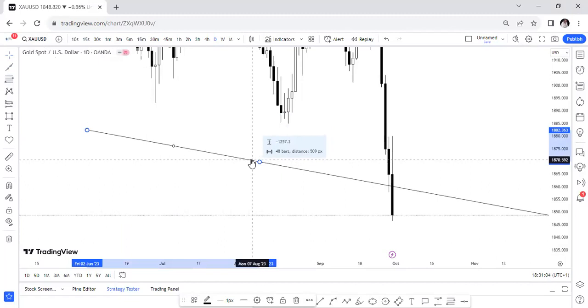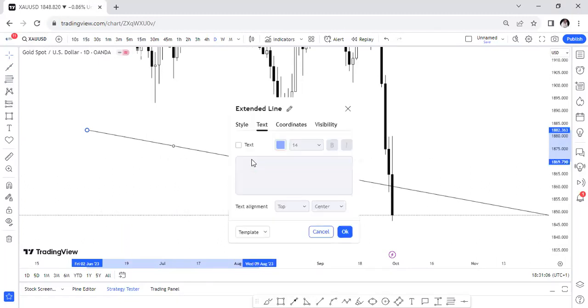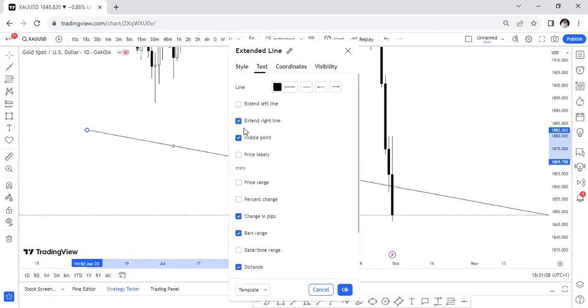Now you right click to see the setting. Go to style. Choose this. Look, please look carefully. You don't choose extended left line. You choose extended right line. You choose middle point. You want it to extend right only, not left and right. So you won't choose this upper one. So you choose the middle points. Those are the points you want to reflect in trend line.